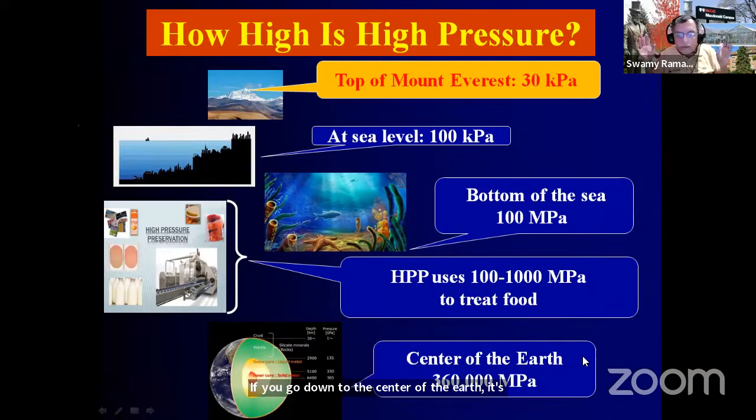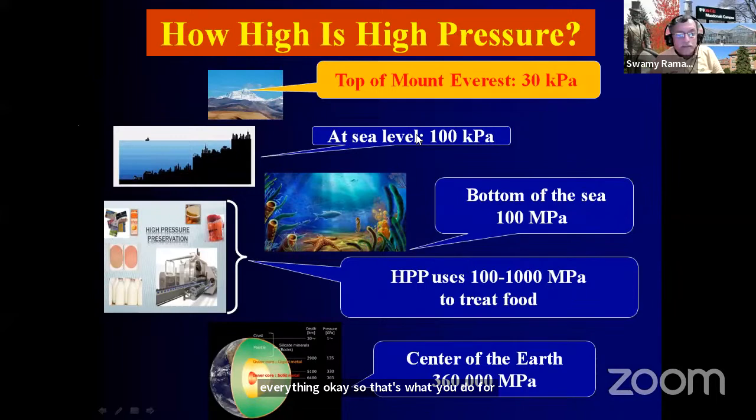Very, very, very high. That's why when you drill for oil and other exploration, once you reach that core, the oil can squirt out, but you don't need any pump. Because the pressure is so high inside, it just squirts out everything. So that's what you do for extracting oil and things like that. Just to give you an idea.